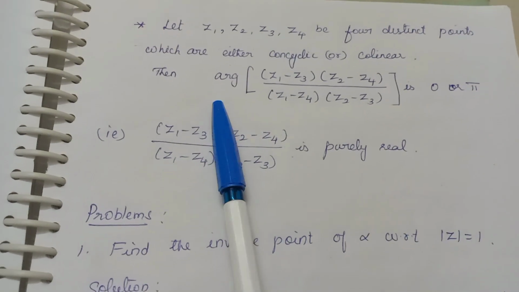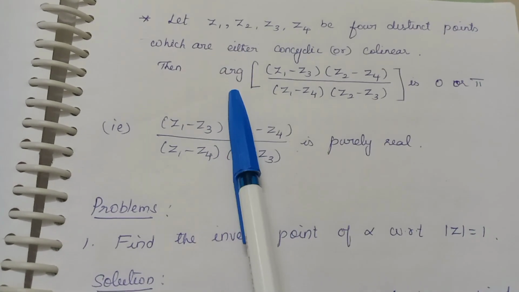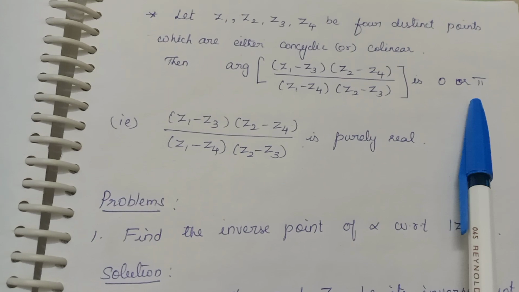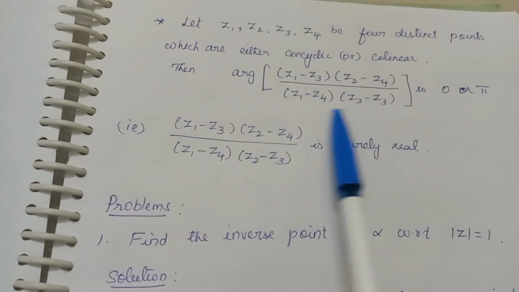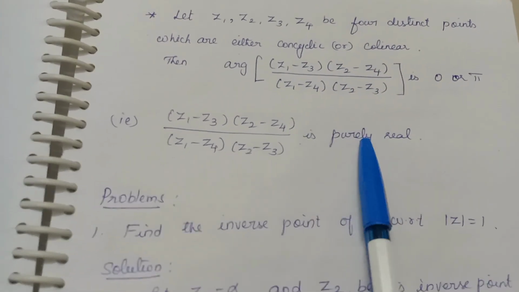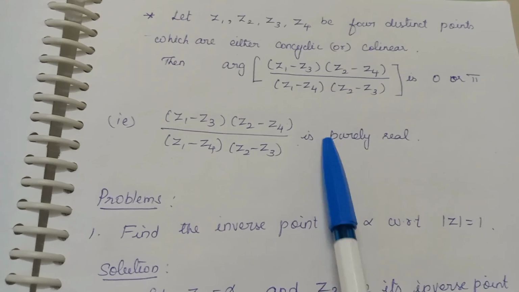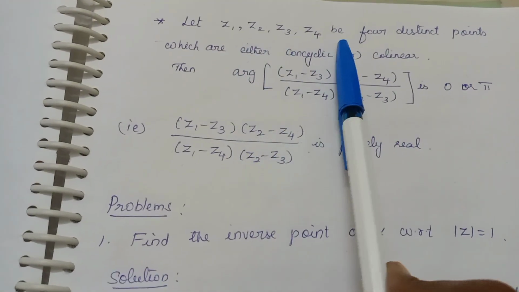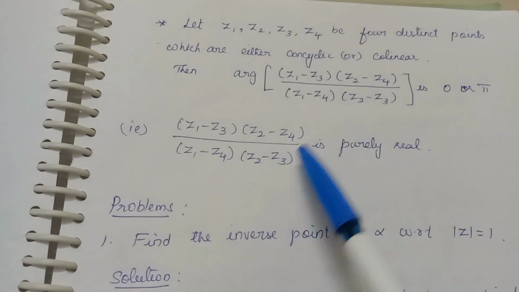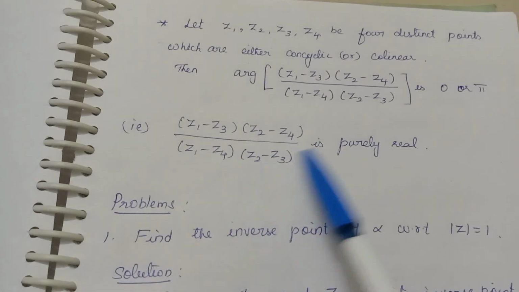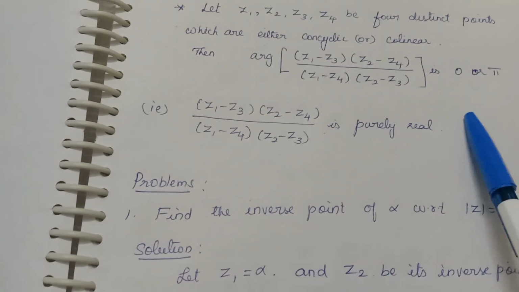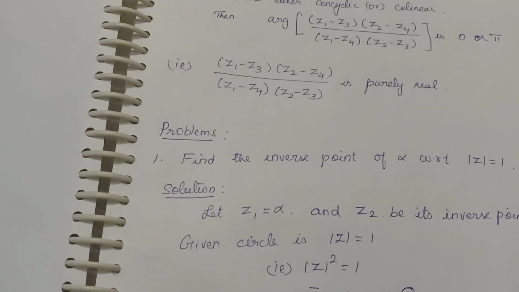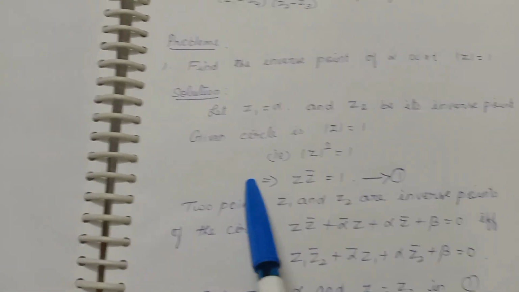The argument, in terms of angle, should be either 0 or pi, or else this cross ratio value is purely a real number. If that happens, the 4 points are either concyclic, they form a circle, or they all lie in the same straight line. Let's see some problems based on these concepts.